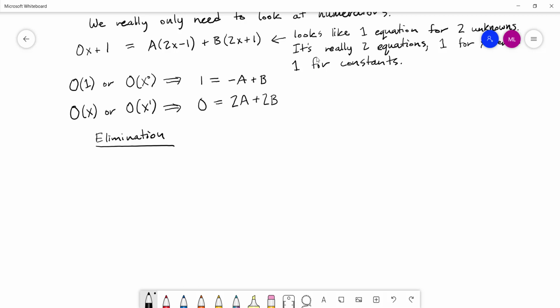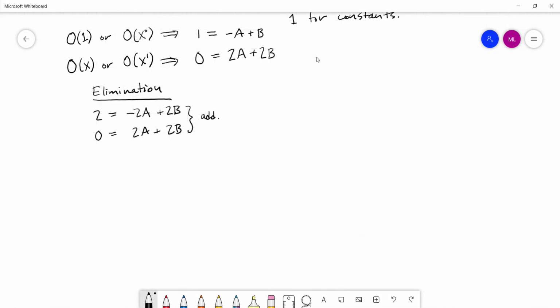So I'm going to change the top equation. I'm going to multiply every term by 2. So I'm going to be getting 2 equals negative 2a plus 2b. And on the bottom, I'm not going to touch it. It's going to be 0 equals 2a plus 2b. And now I'm just going to add these. And when we add them, on the left we'll get 2. On the right, when I take negative 2a and add positive 2a, I'll get 0a. So that term's gone. And when I add the ones on the right, I'll get 4b.